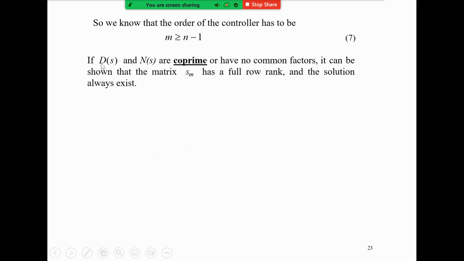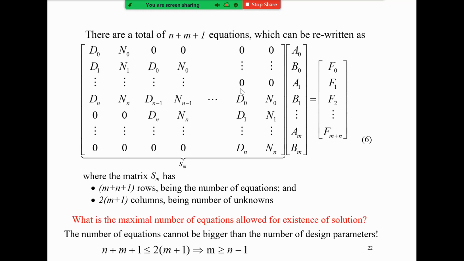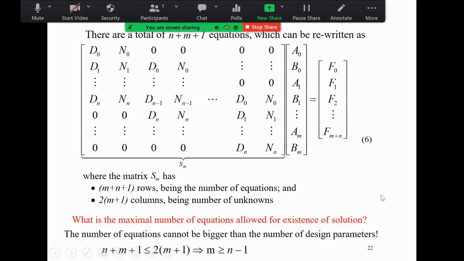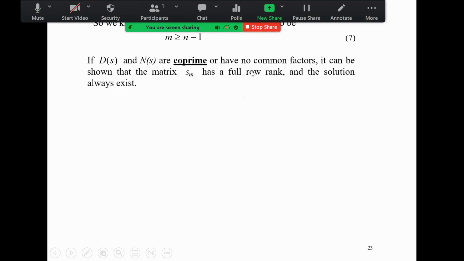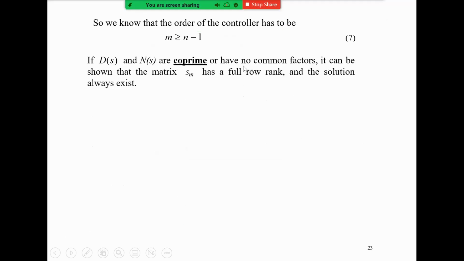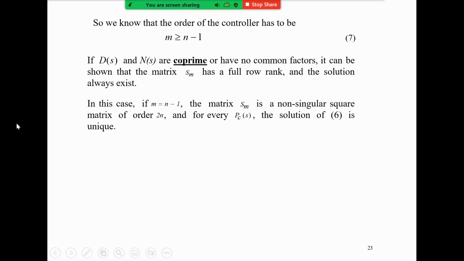Okay. And if the d and n are coprime, or have no common factors, actually we can prove that this matrix will be of full rank. But of course, we don't have time to prove that in the class. But just for your information, if they have no common factors, we can always find a solution.